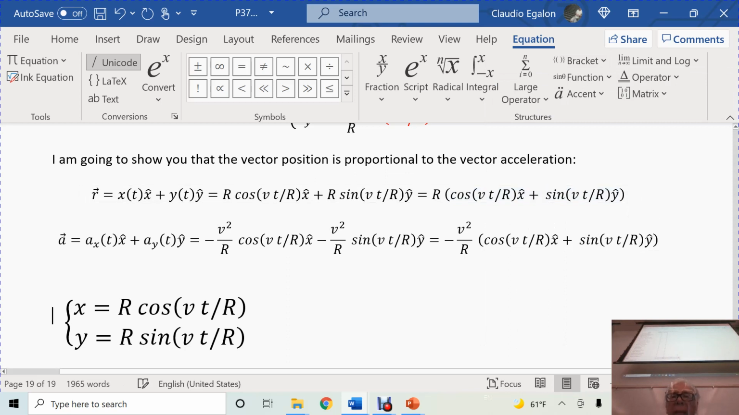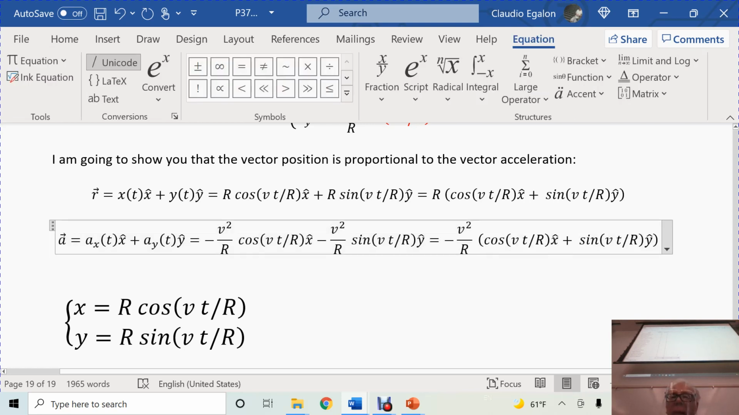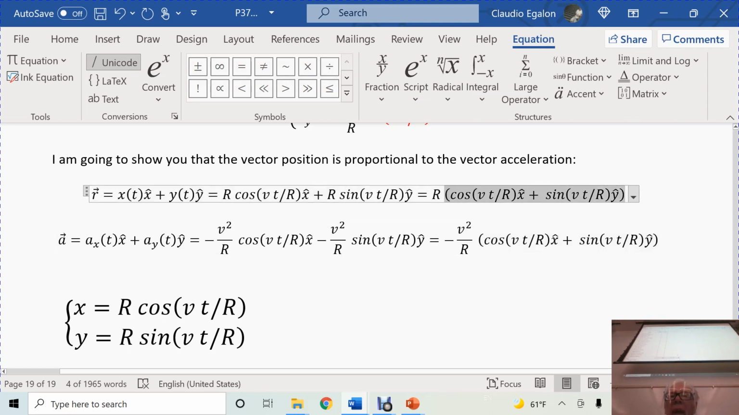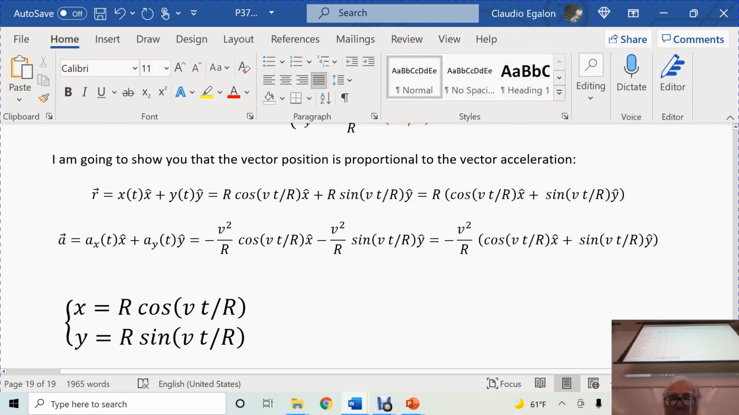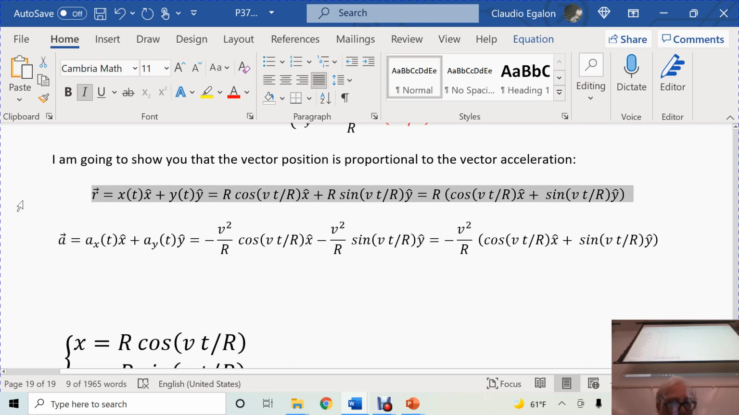Do you see the proportionality now? See? We have cosine vt in the x direction plus sine vt in the y direction. We have cosine vt over r in the x direction and sine vt over r in the y direction. Make sense? So there is a proportionality here between one and the other, and I can even rewrite it. So from the above, I can say the following. Here you go, like that.